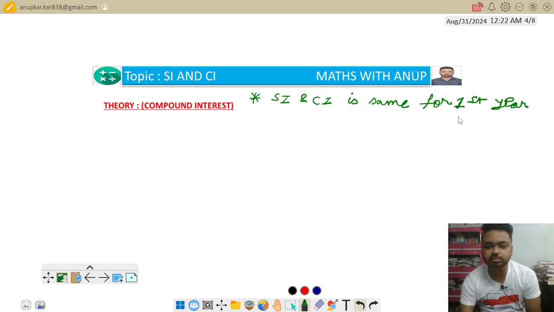There is no ब्याज upon ब्याज, interest upon interest is not present for the first year. Okay, so SI and CI is same for the first year. This is a basic thing. Now coming to the SI and CI difference.